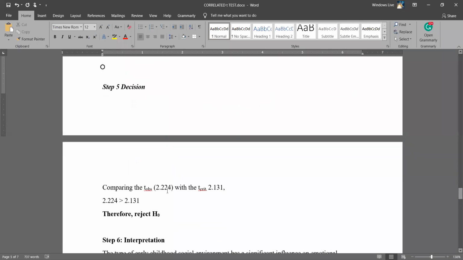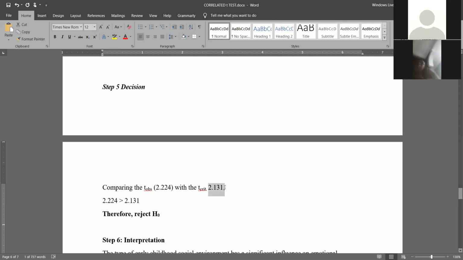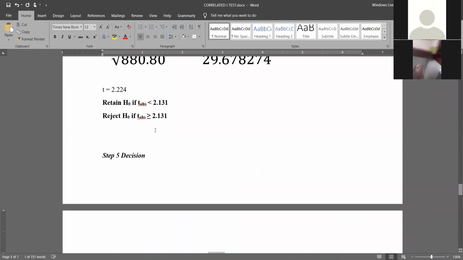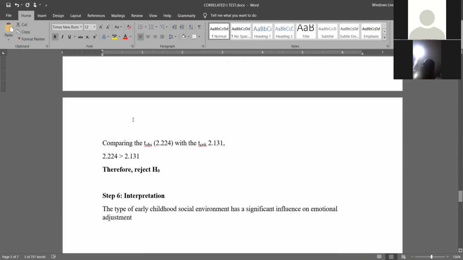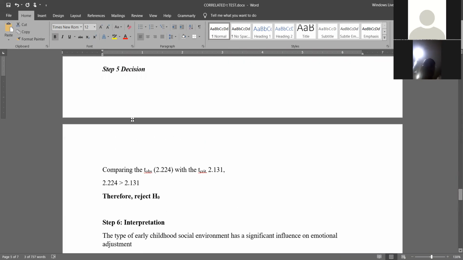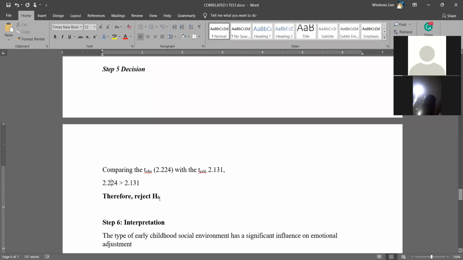So you compare 2.224, which is our T observed. You could see that it is greater than 2.131. So per our decision rule, we've indicated that when it is greater than, you are supposed to reject. So since it is greater than, it means you are supposed to reject HO. So that'll be your decision. And this is how you state it. Comparing the T observed with our T critical, it means 2.224 is what? Is greater than 2.131. Hence, reject HO.